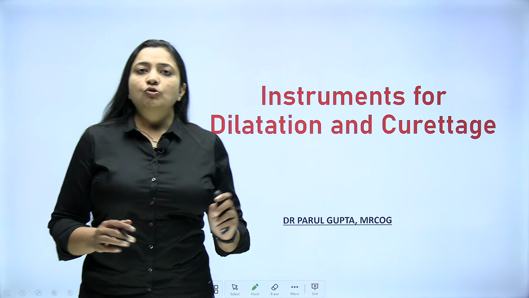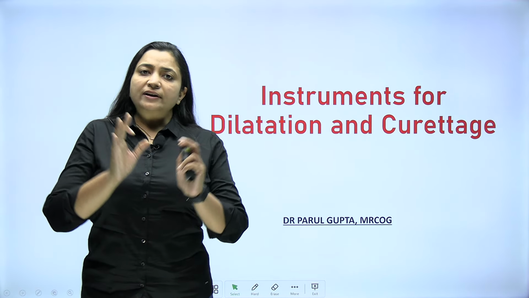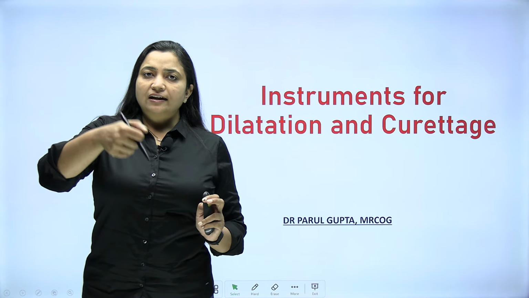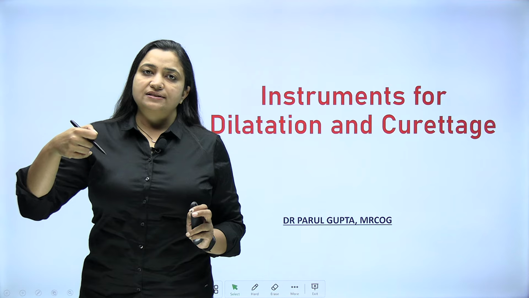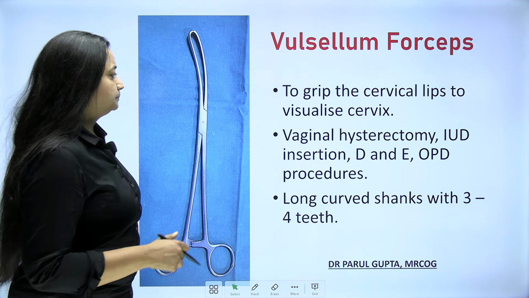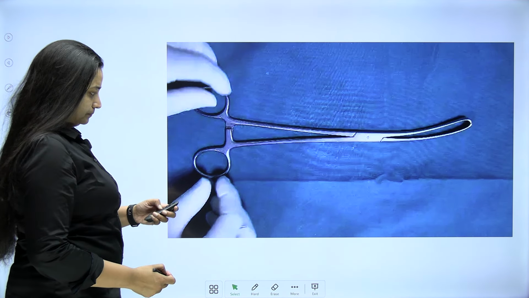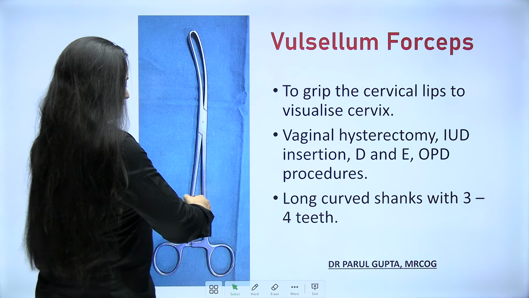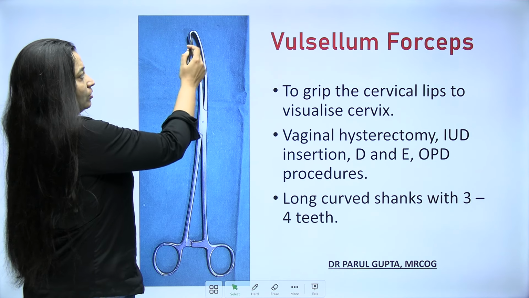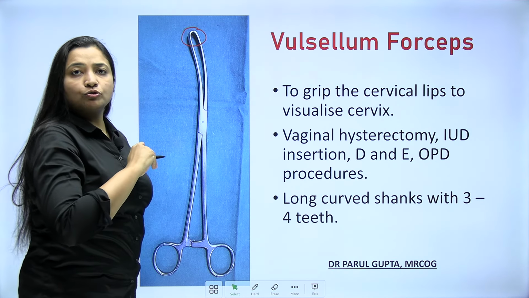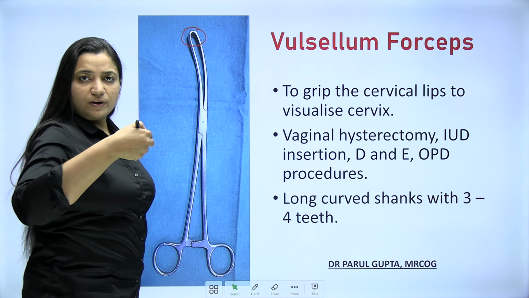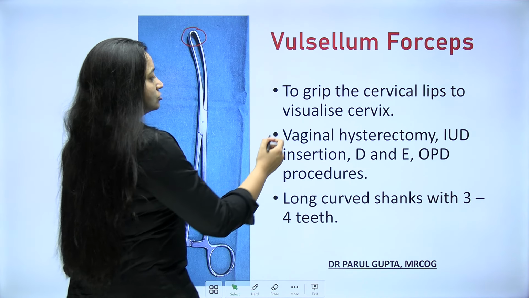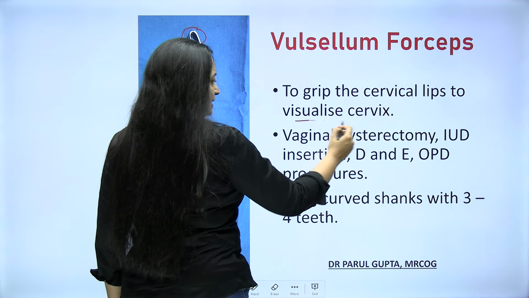First of all, how do we perform this procedure? We perform it in a lithotomy position and we need to insert a speculum and catch hold of the cervix with a vulsellum. So, I am starting with vulsellum. It is a long forceps with grip, where at the end you have 3 to 4 teeth to grasp the cervix well, and there is a curvature to fit into the curvature of the vagina. So, it grips the cervical lips to visualize the cervix.